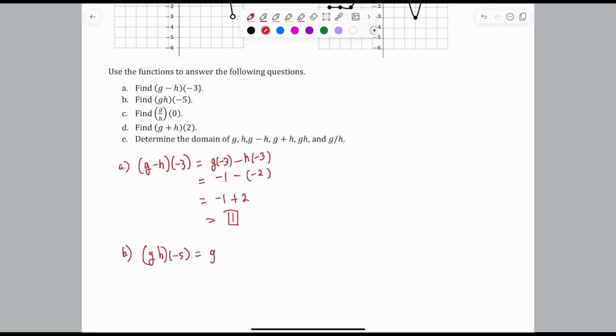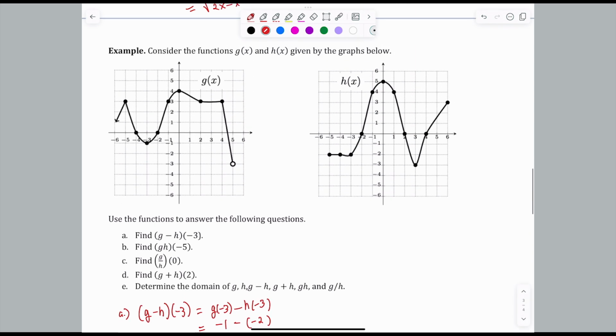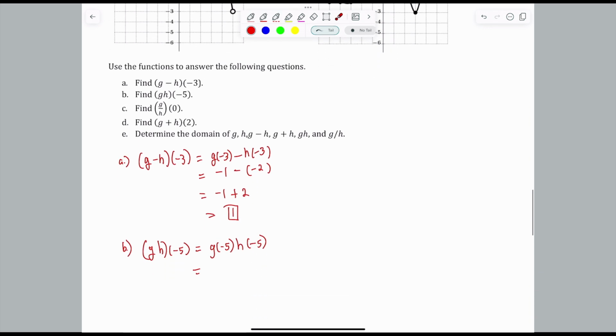So this is g of -5 times h of -5. All right, so let's figure out what g of -5 is. Here is -5 for the input. Follow it to the graph, and then follow it to the right. What y value is that? That's +3, or the ordered pair is (-5, 3). So we get a 3 out of there.